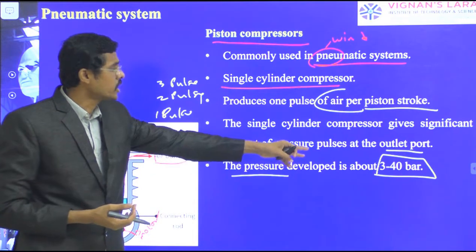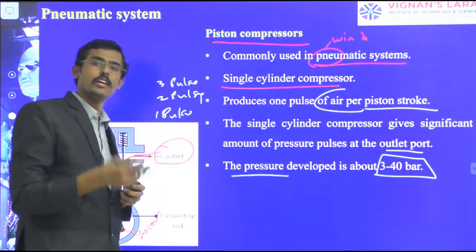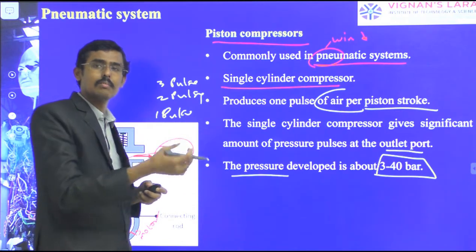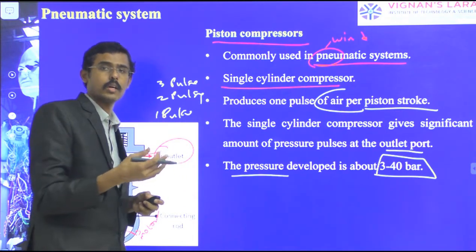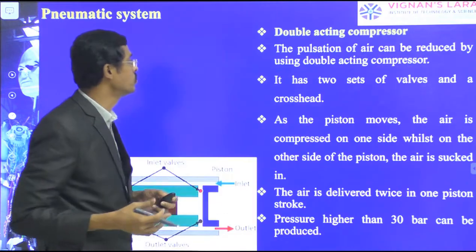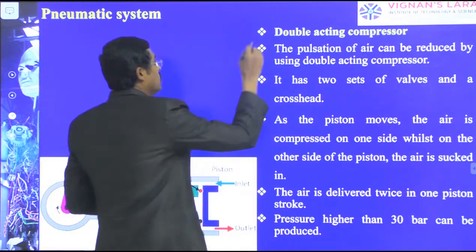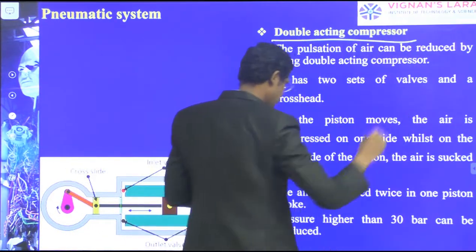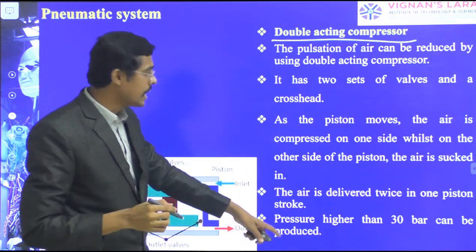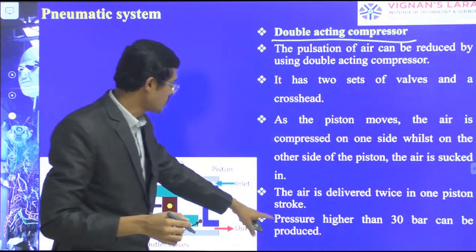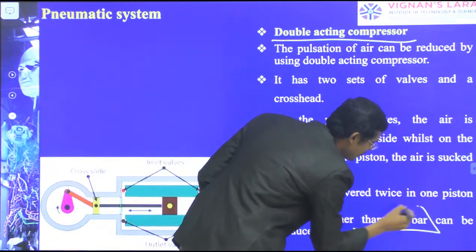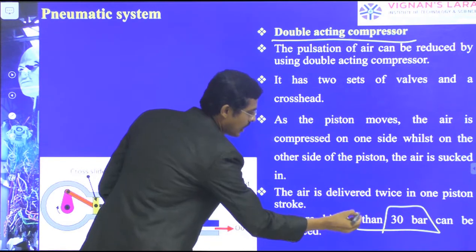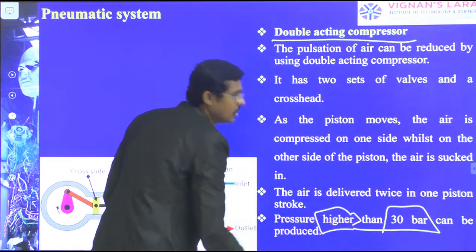If we need more pressure than this, more than 40, I should go to some other double-acting or multiple compressors. Reciprocating compressors are there. There we should move and go see. Here we are using a double acting compressor. Here I am marking the pressures which are higher than 30 bar.